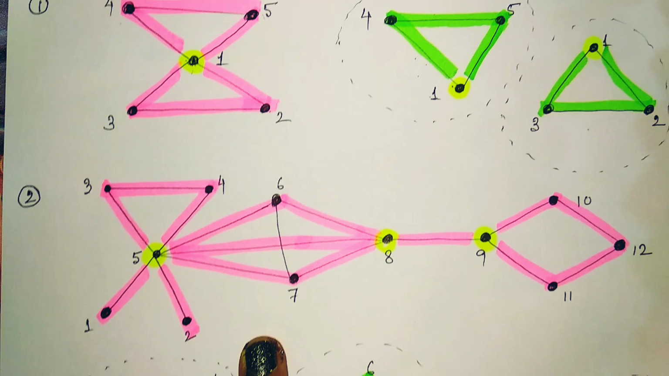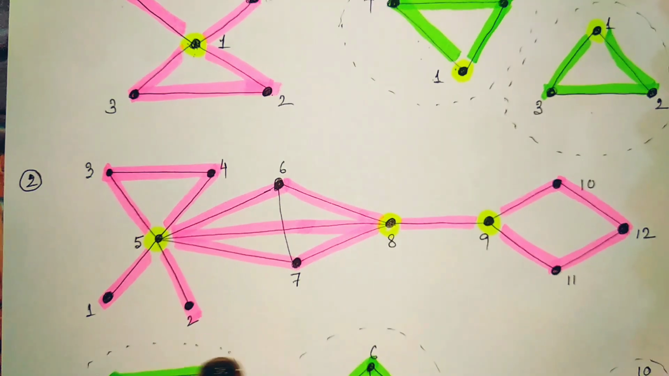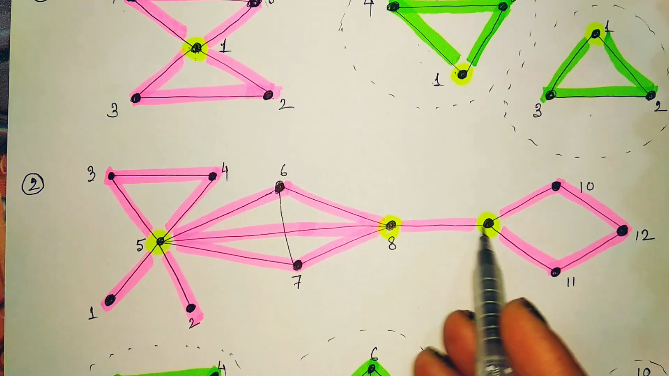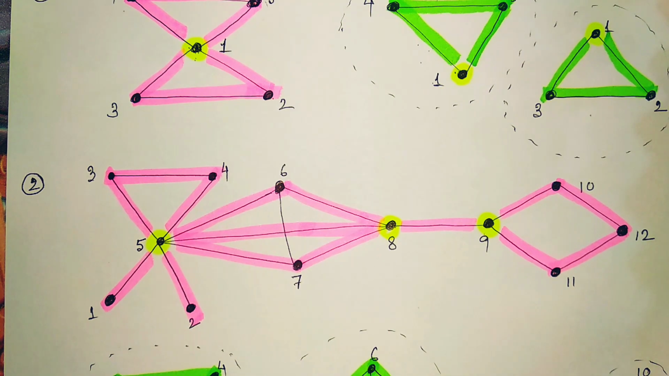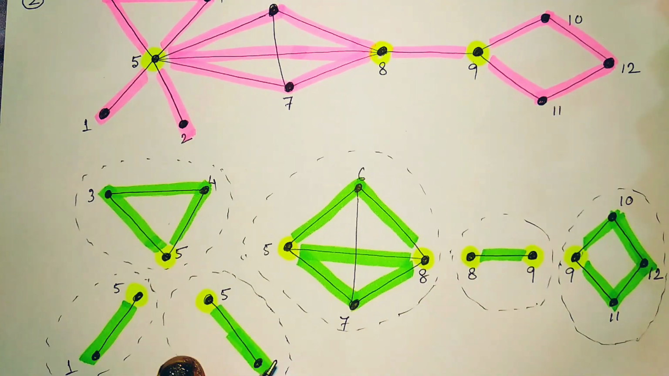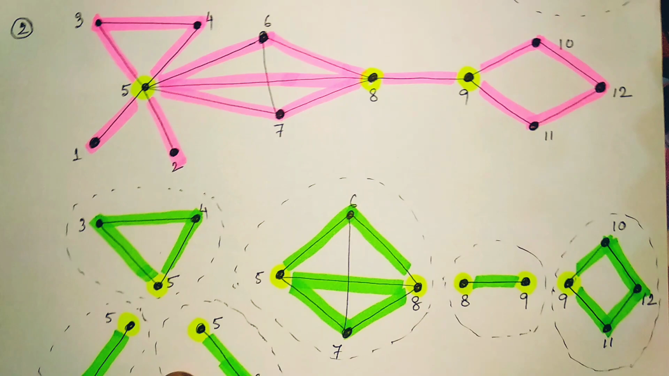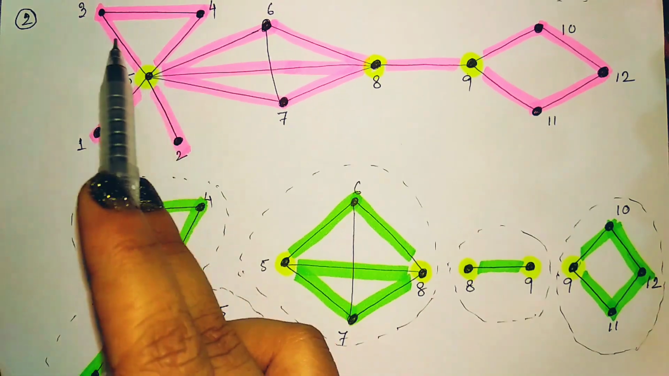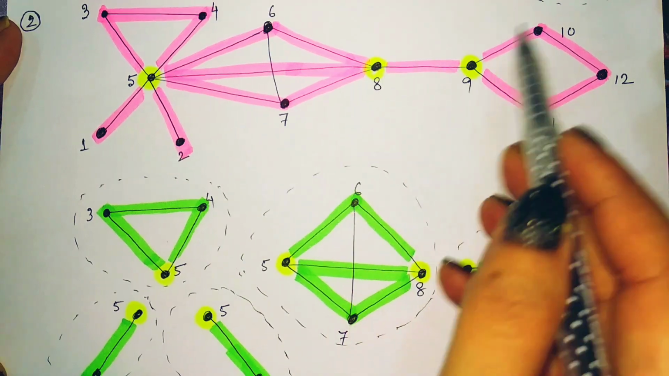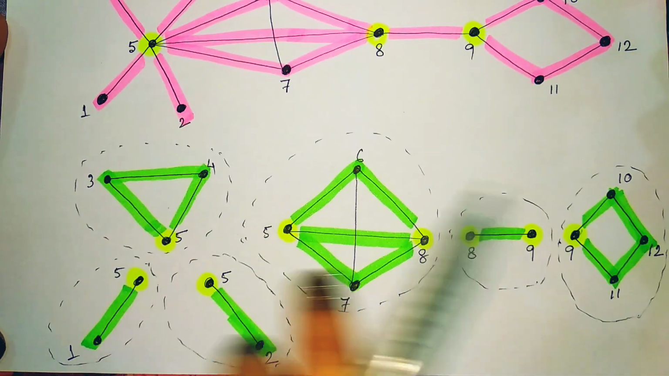One more example: suppose this one is the graph. Here, at first, we identify which are the articulation points. So this one and this one are the articulation points. Depending upon that, we can separate the graph into these blocks. This is the first block, then second, third, then fourth, fifth and sixth. Accordingly, we subdivide it.